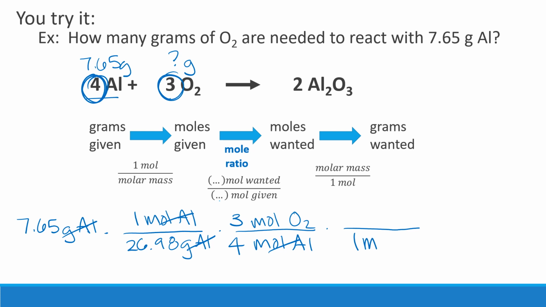And then finally convert moles of oxygen to grams. 1 mole of O2, and the molar mass of O2 is 32.00 grams, 2 times 16.00, and that equals 6.81 grams of O2. Pretty straightforward, pretty sweet.